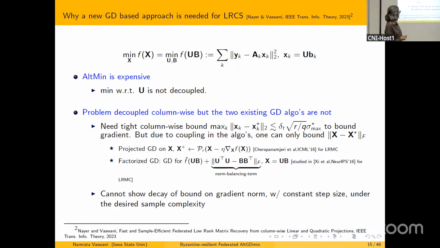So that's the reason. In those algorithms, the xk's are not decoupled, whereas in our case, if you keep u fixed, the bk's are decoupled. The updates of bk's are decoupled. So you're able to get this column-wise bound structure, right?